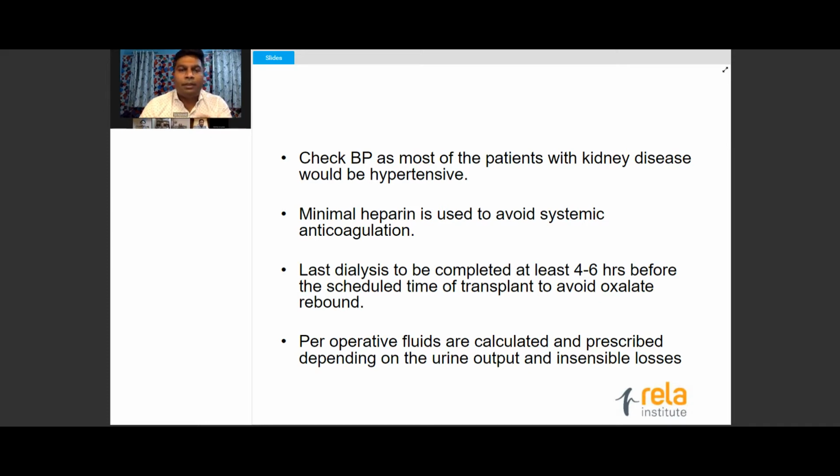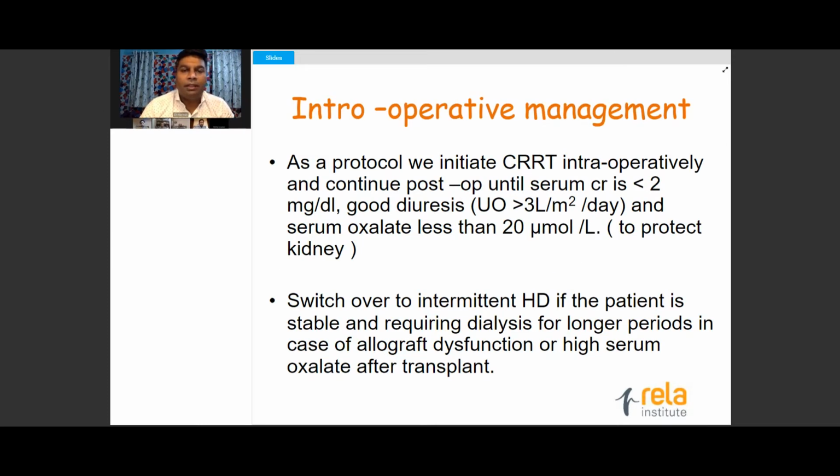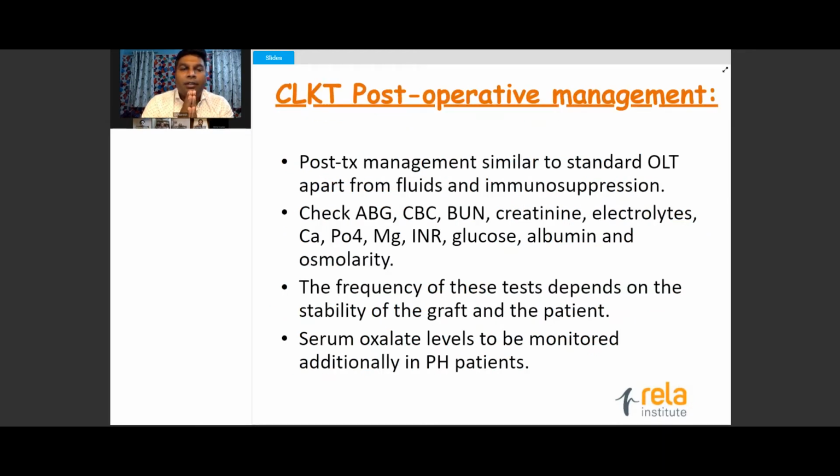So intraop, I think Dr. BC has said, CRRT, the creatinine is more than 2, and we make sure that there is a good urine output. Post-transplant, it's a standard protocol we do for immunosuppression, start them on tacrolimus, CellCept. Usually for children, we don't start on CellCept, but if they have a combined kidney transplant, we start them on CellCept as well. And every 8 hours, we do the blood test, and we decrease the frequency day by day. By the 5th day, it will be once daily bloods. And we also check the serum oxalate levels, so that if it's quite high, we might put them on dialysis.